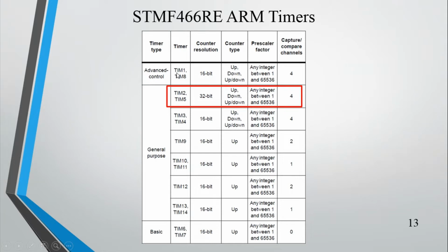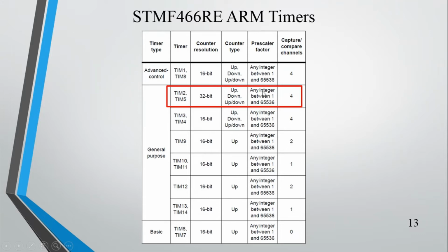So for timer 1 and 8, it can perform up counting, down counting and up down counting. Up down counting is generally used for PWM generation. Similarly for timer 2 and timer 5 also, up counting, down counting and up down counting is possible. But you can see in these timers only up counting is possible. You cannot perform down or up down counting, right?